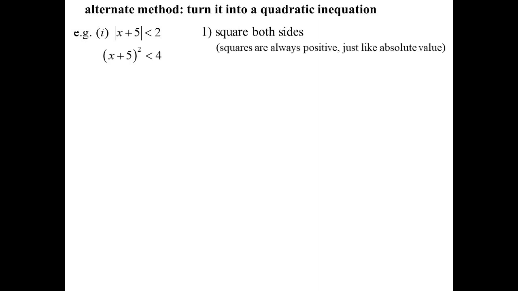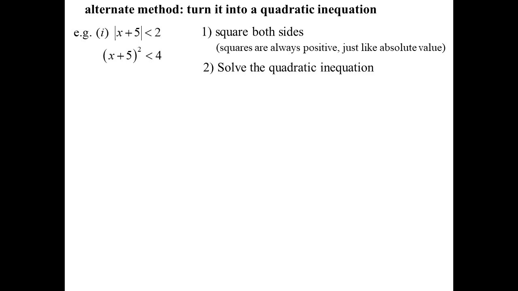You can always turn your absolute value equation into a quadratic and then use that technique. So let's look at this one. Absolute value of x plus 5 less than 2, the one we just did. How do I turn it into a quadratic? I square both sides. You see, squares are always positive, just like absolute values are always positive. So I can do that. And I've changed the question now into something different, which I know how to solve.